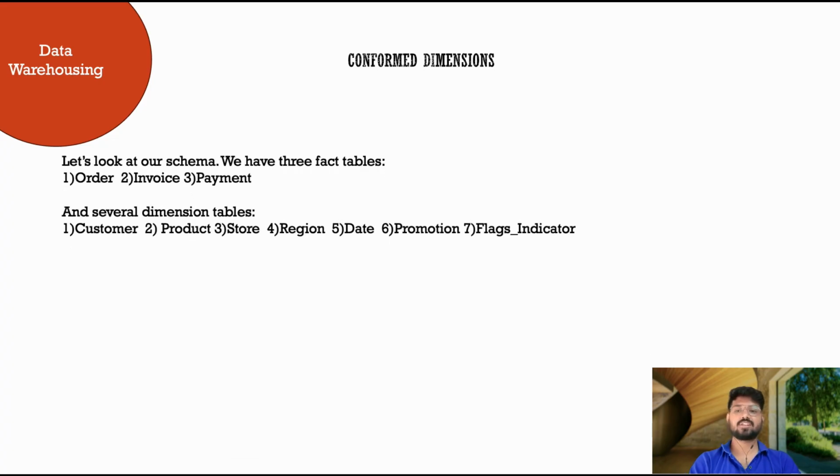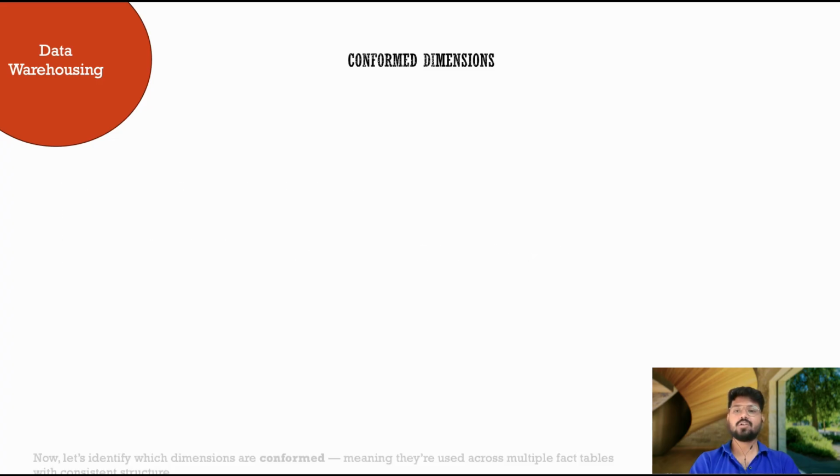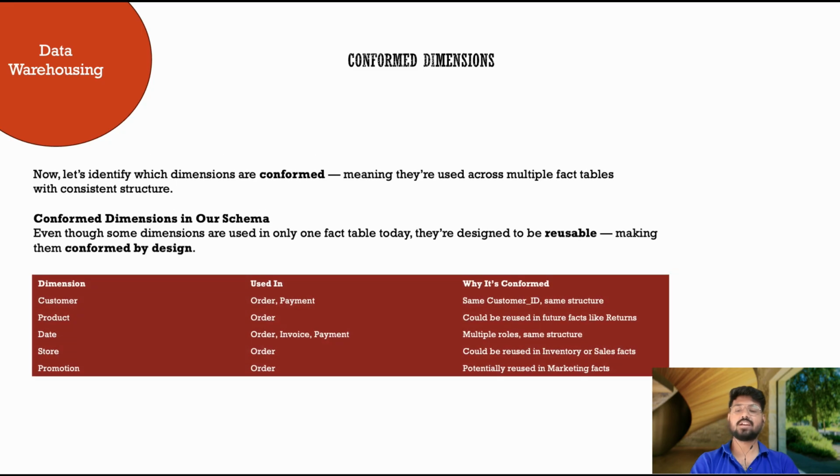Let's look at our schema. In our schema, we have three fact tables, that is order, invoice, payment, and several dimension tables, that is customer, product, store, region, date, promotion, flag indicator, correct? Now, how can we identify which dimensions are conformed, meaning they are used across multiple fact tables with consistent structure? Even though some dimensions are used in only one fact table, if they can be reusable and have the same structure, they can be our conformed dimensions.